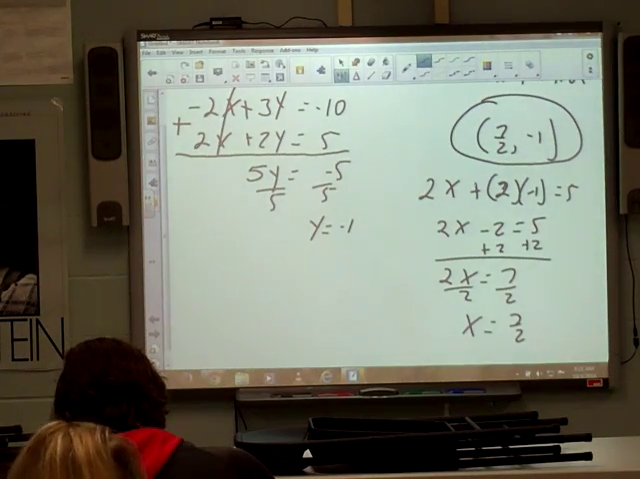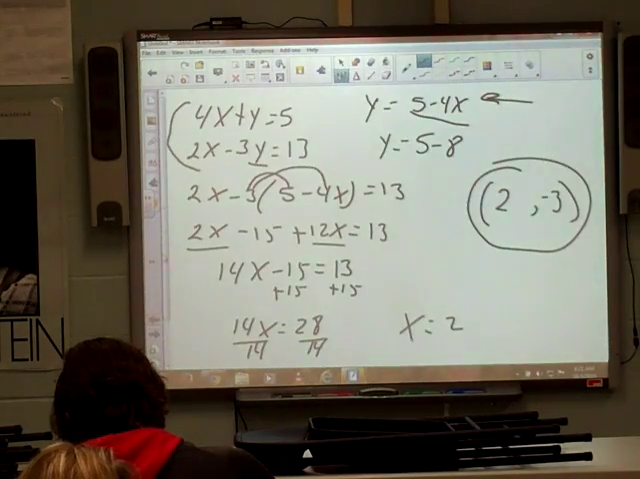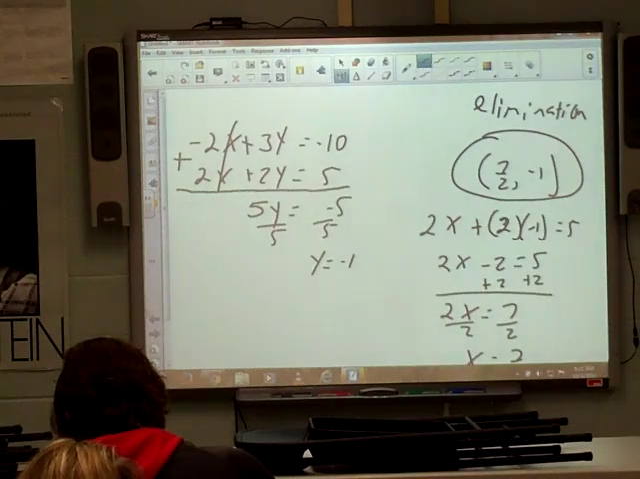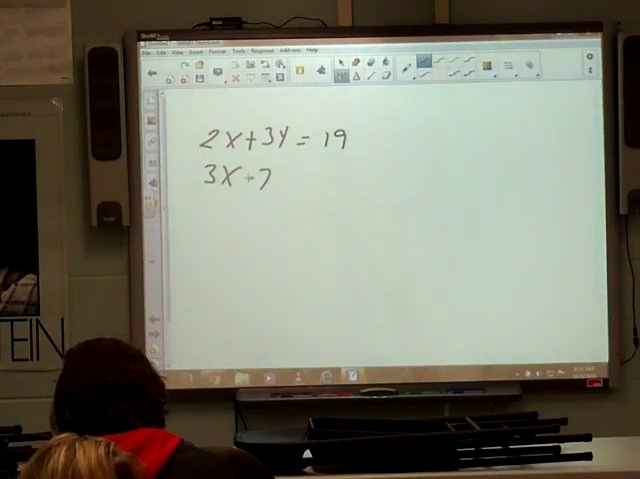Let's do one now. We're using elimination, but it's not ready yet. We have to do some preliminary work to get it ready. Okay, this one says 2x plus 3y equals 19, and then 3x minus 7y equals negative 6. Alright, so I'm just told to solve the system.